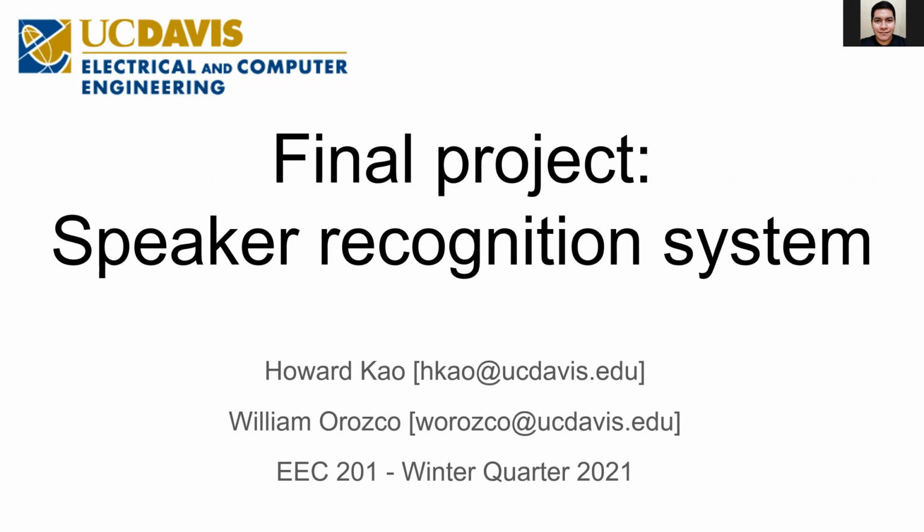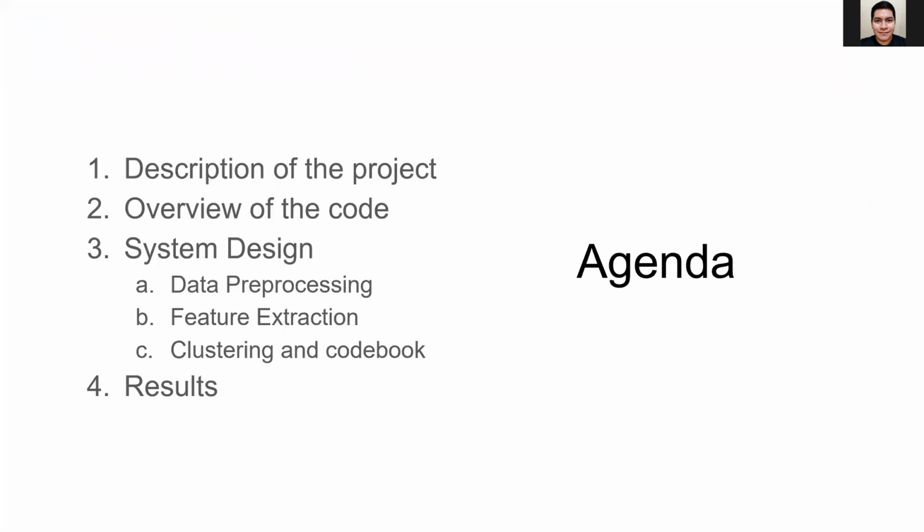So first, let's go through the agenda. We will describe the project first, then we will go with an overview of the code. Next, we will explain the design of the system and the three main stages that are data preprocessing, feature extraction, clustering, and codebook. And finally, we will show the results.